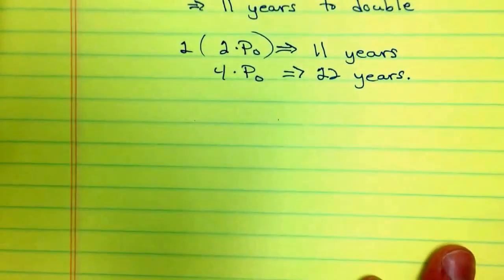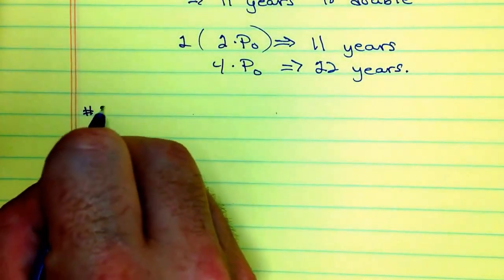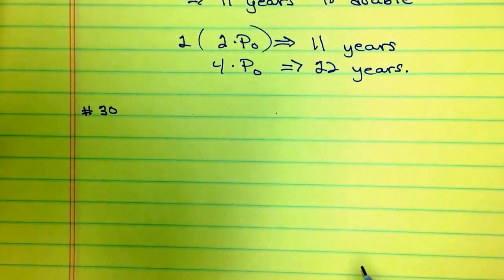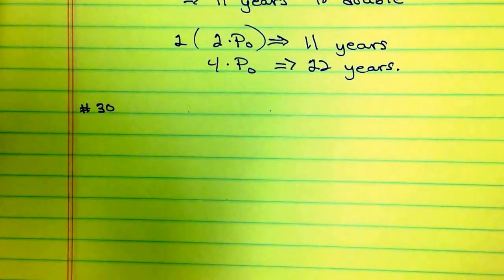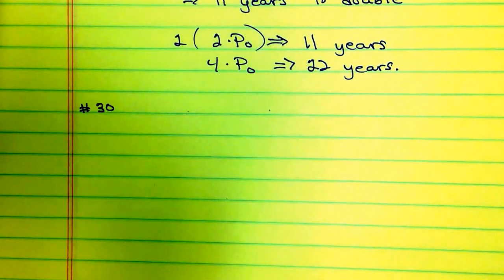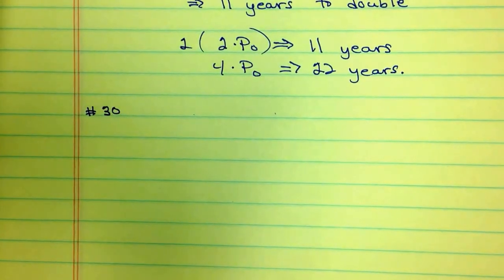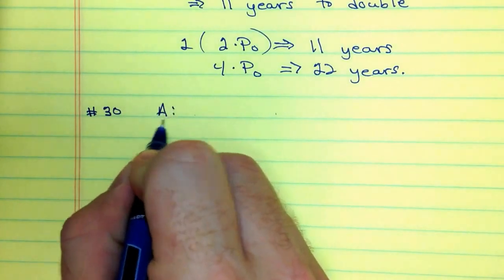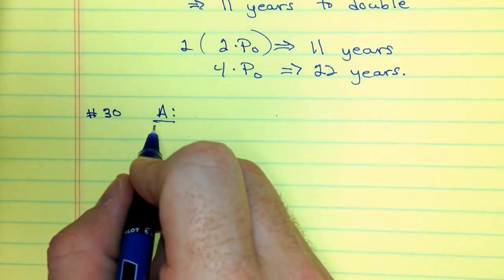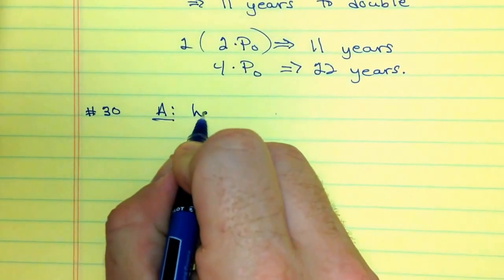All right, what about number 30? Remember, you can pause this at any time if you want to think a little more. So in number 30, it says the half-life of a substance A is 17 years. The substance B decays at a rate of 30% per decade. Of which substance is there less in the long term? So let's see, A, 17 years, so half-life.